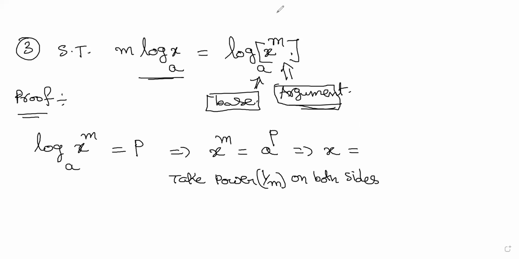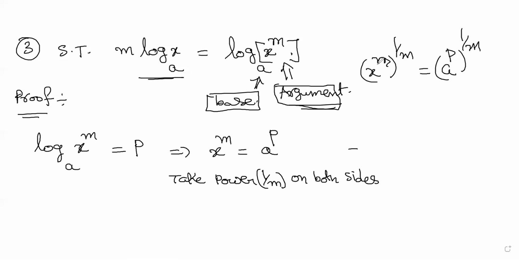I will write this extra step so that you all understand. Take power 1 by m on both sides: x power m whole power 1 by m is equal to a power p whole power 1 by m. Now x power m whole power 1 by m can be written as x power m into 1 by m. So that is a power p by m, so this m gets cancelled. That's how you get x is equal to a power p by m.